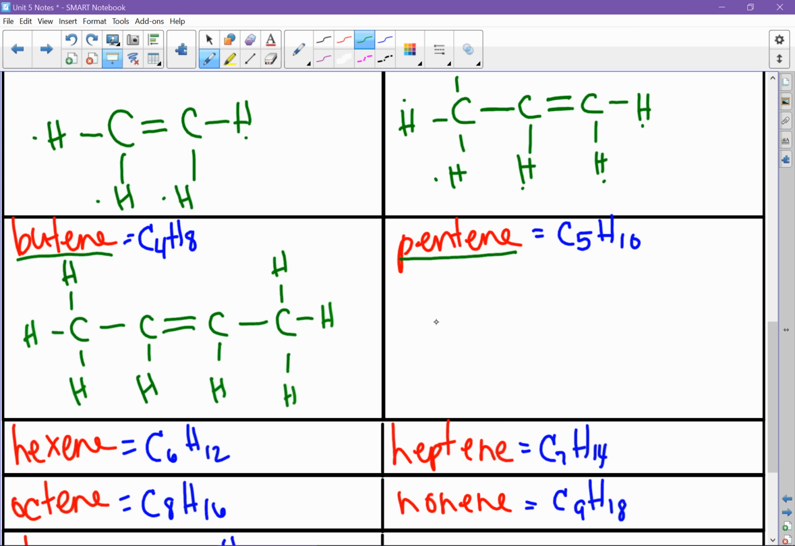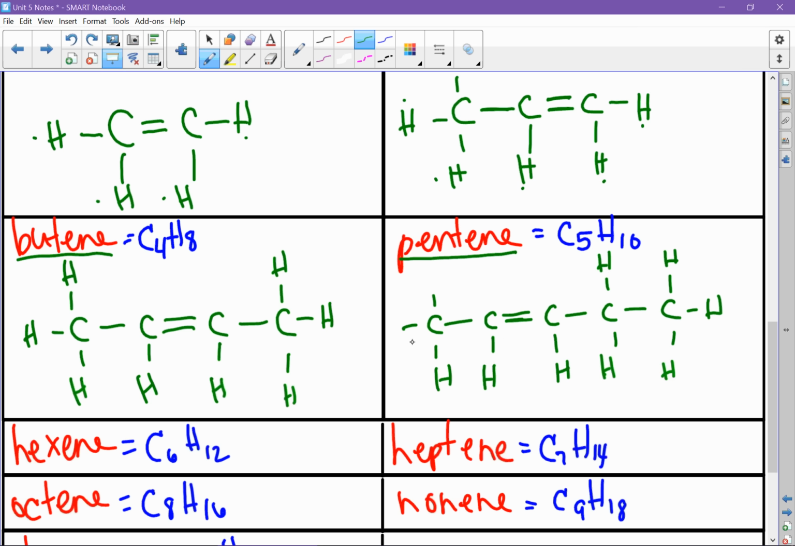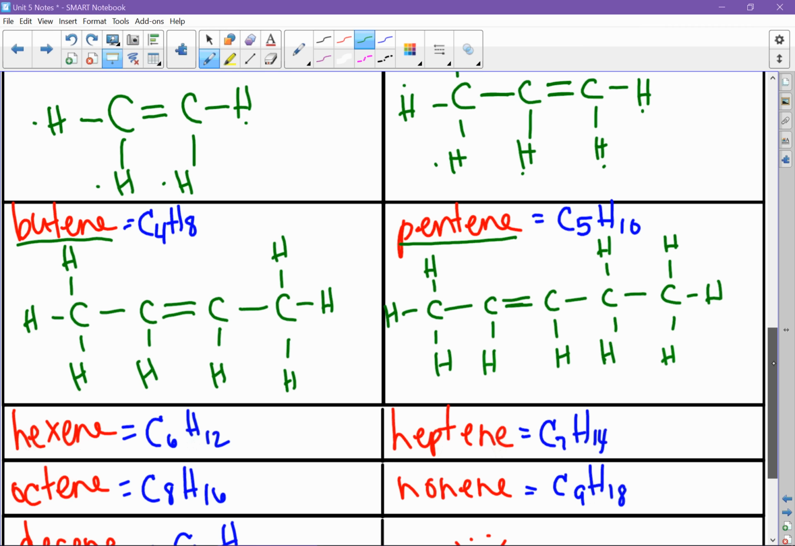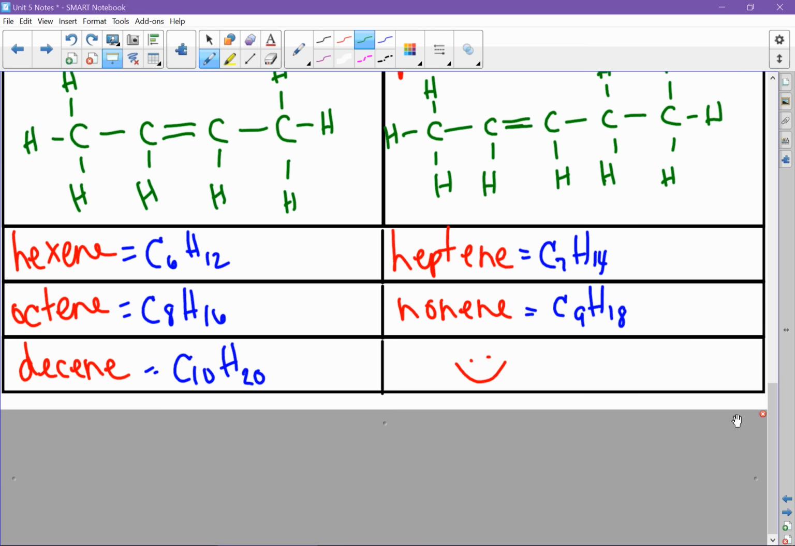Last one, we'll try pentene, so 5 carbons. Connect them all, but somewhere put a double bond. It doesn't matter, wherever you feel like it. Then just make sure that every carbon has 4 bonds all together. Put hydrogens on the other end. And there is pentene. We're not going to draw the rest of them because that gets way too long. If you want to, you can.